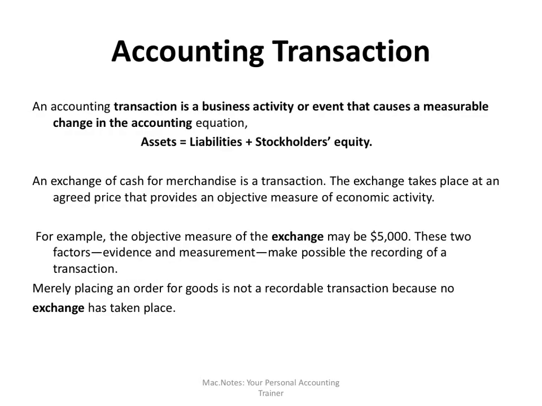Now, an accounting transaction is a business activity or a financial event that causes a change in the accounting equation. That is, every transaction affects assets or liabilities or shareholders' equity or two or three of them at the same time, because every transaction is basically an exchange. For example, an exchange of cash for merchandise is a transaction. The exchange takes place at an agreed price and provides objective measurement of the activity. For example, exchange might be $5,000. These two factors are in play: evidence and measurement. The exchange makes possible the recording. Merely placing an order for goods is not a transaction. So a transaction is something that has had to happen and there has been an exchange.